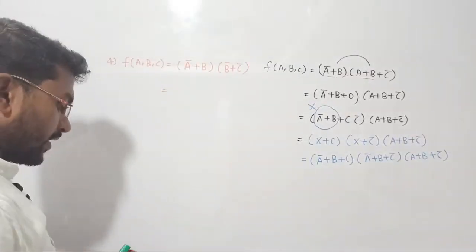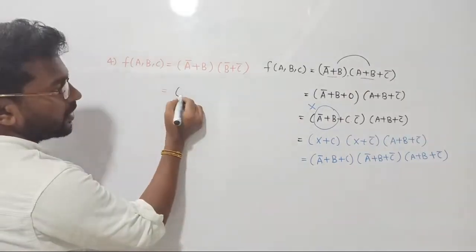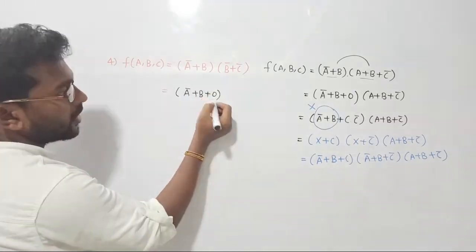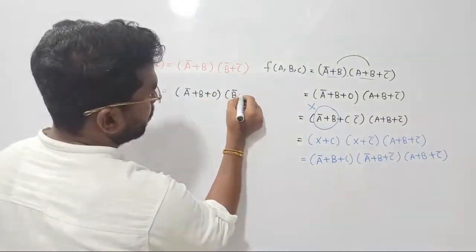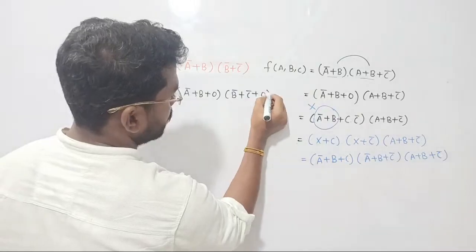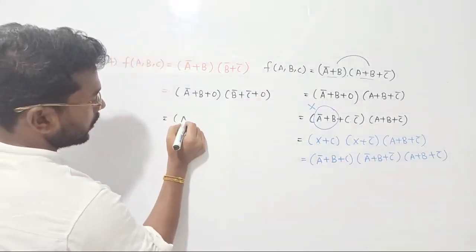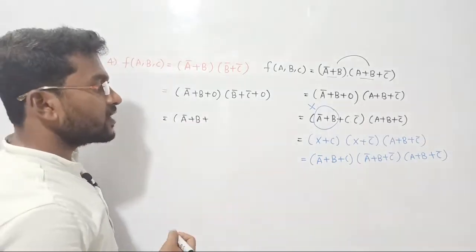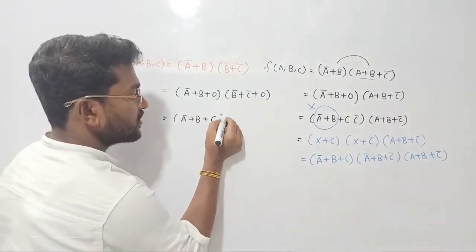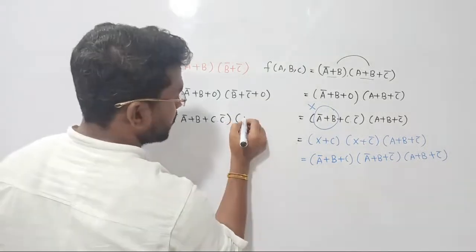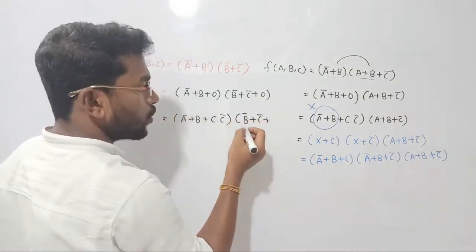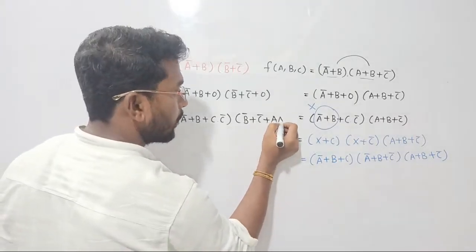This thing is very simple. What we need to do? a bar plus b plus 0 we have to consider. Similarly, b bar plus c bar plus 0. Exactly. Next, a bar plus b plus 0. Which term is missing? c. So here we have to consider c dot c bar. Plus b bar plus c bar plus 0, and 0 can be replaced by what? a dot a bar. Yes.